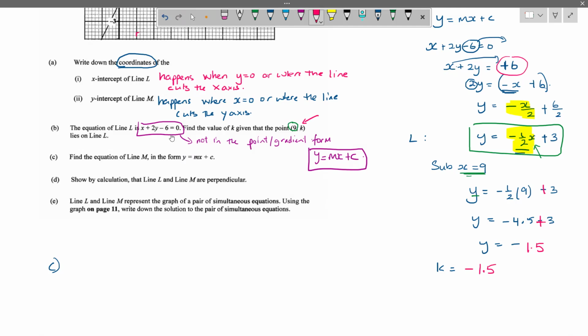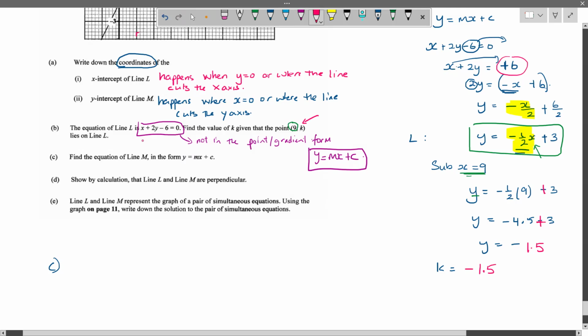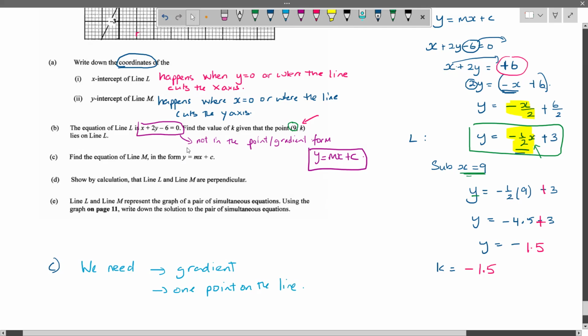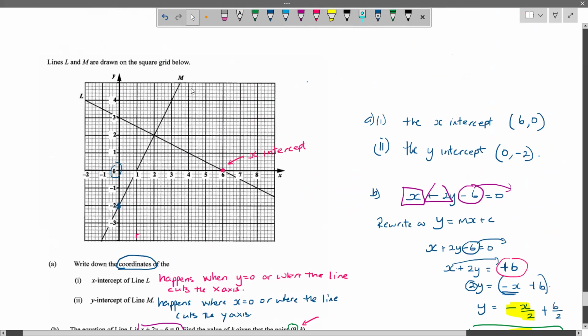And we change the form of this to y is equal to mx plus c. Yeah? All right. So let's talk about part C, which is to find the equation of the line M in the form y is equal to mx plus c. Now remember, we need the gradient, and we need 1 point on the line. We don't have the gradient. We weren't given the gradient. All we have is the line M.